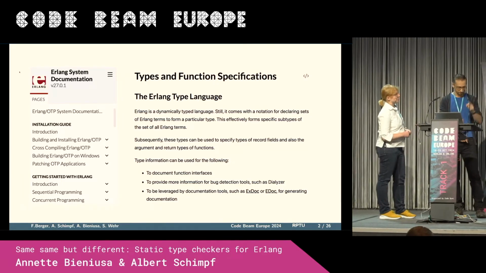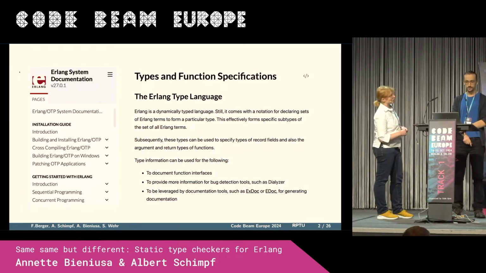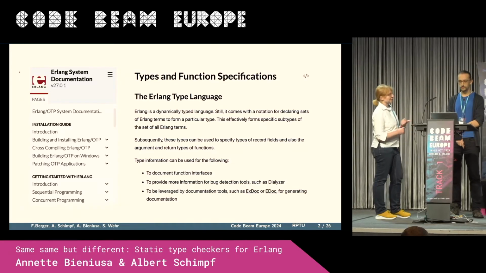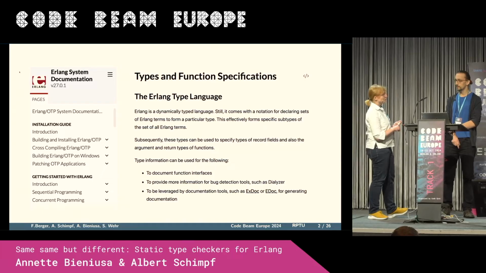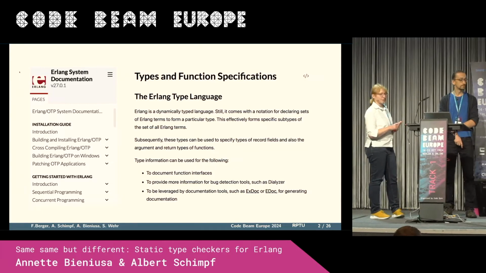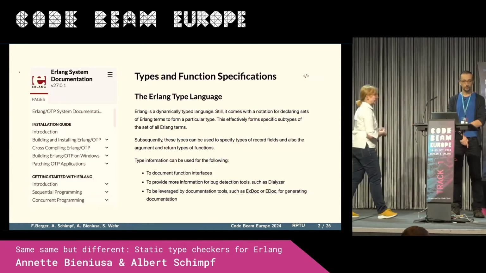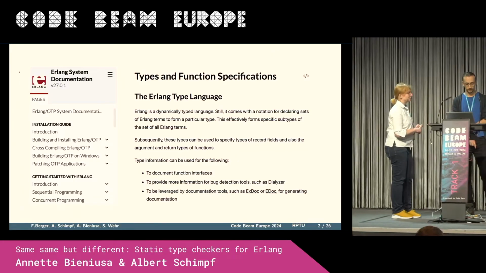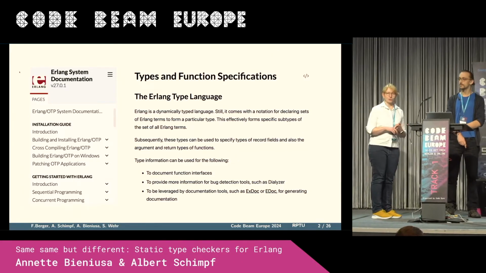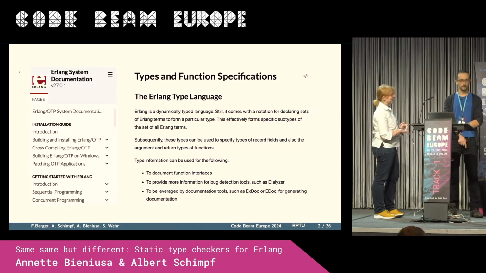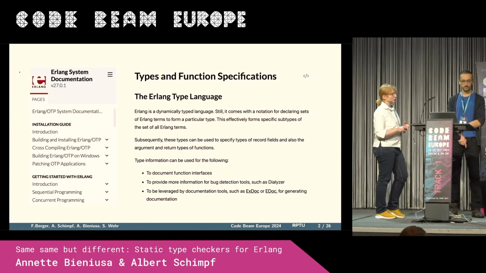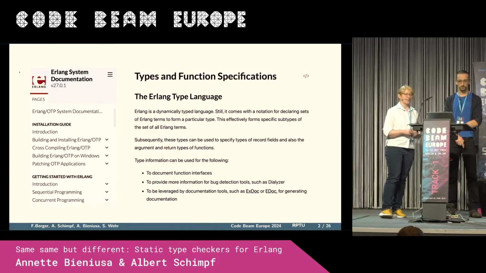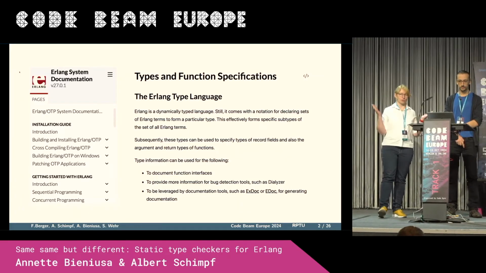And as the documentation shows, the type information can be used for documenting function interfaces, providing more information to tools, such as Dialyzer. There we also heard about ELP and eqWAlizer, which are great tools. If you don't use them, you should definitely consider trying them. And they're also used for documentation tools to generate nicely looking web pages. So everything is good, right? We're set.